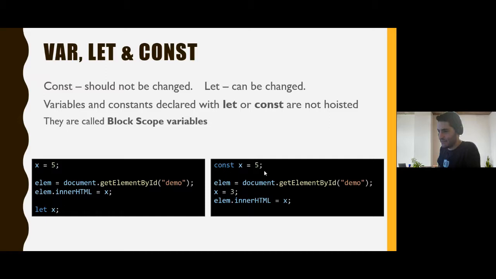And on the right side, we also have an arrow. Since it's a const, I cannot change the value of the const. And I have a const x equals 5, and that's it. I can't do x equals 3 later on.